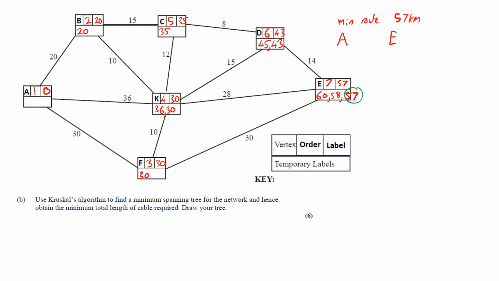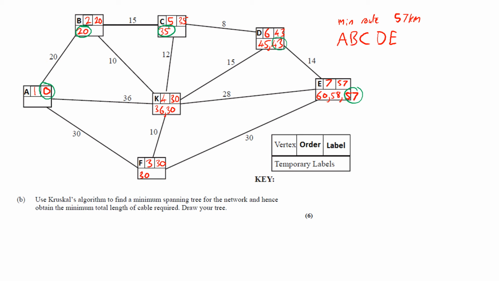We got that 57 from adding 14 to that 43, so we came from D. We got that 43 from adding 8 to that 35, so we came from C. We got that 35 from adding 15 to 20, and we got that 20 coming from A. So it would be A, B, C, D, E, which is a bit disappointing, but there you go.